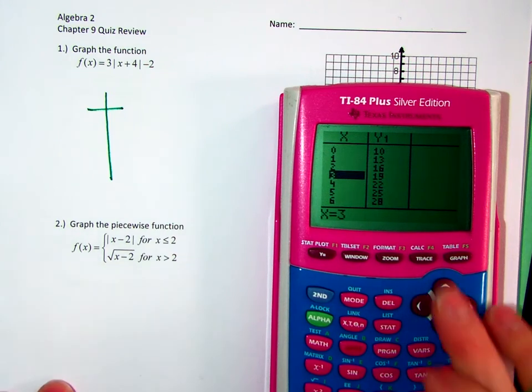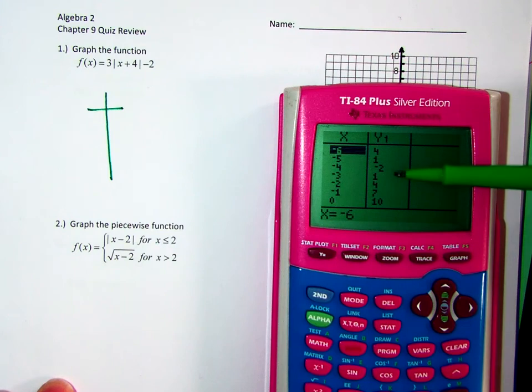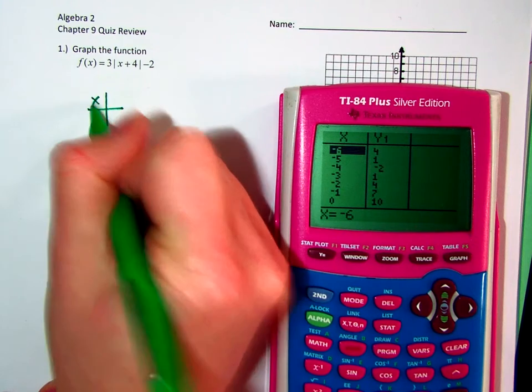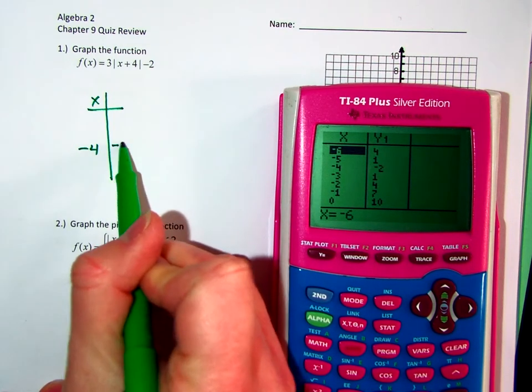Oh, it wasn't 4. It was on the left side, so it was actually negative 4. So I need to go over to negative 4. And when I look, yep, I have a 2, and then it starts duplicating on either side. So I know that negative 4 for my x value was my center point, and negative 2 went with that.